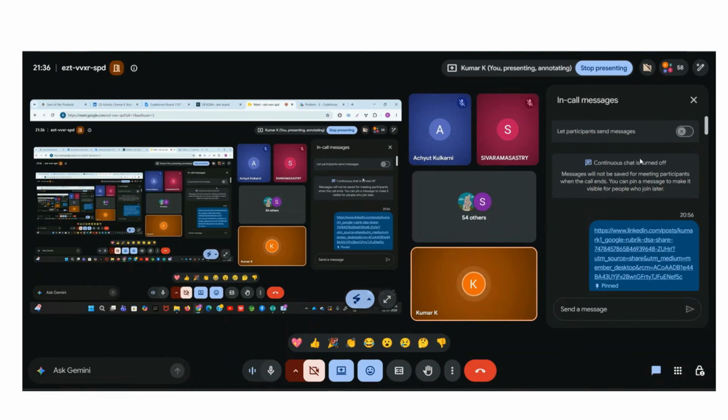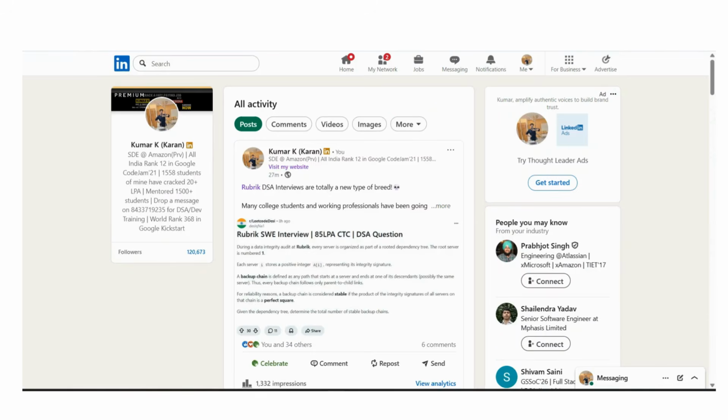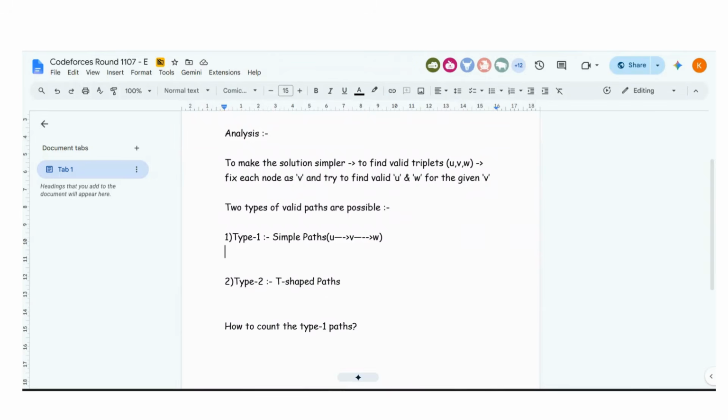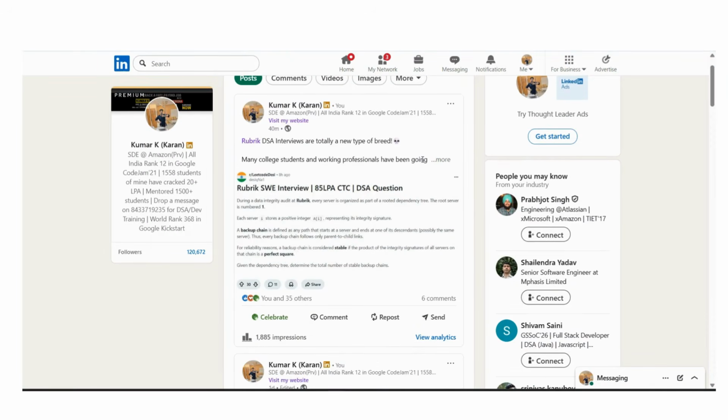Okay, now similar types of questions are there in our course. We have done even a harder version of this problem a few days back. Anyways, so how do we count the type 1 paths? Very easy indeed. Not a big deal. Kumar's students can do it easily, even while sleeping.